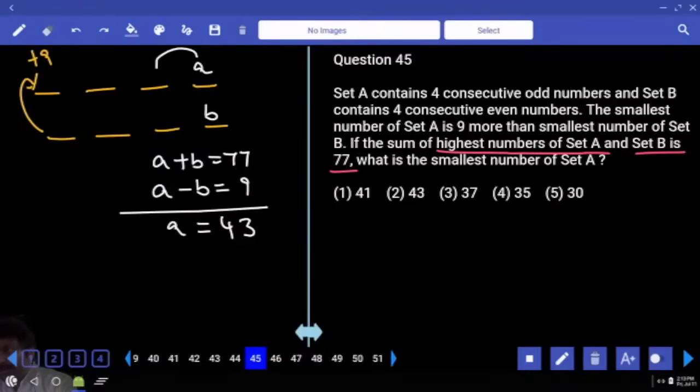Difference between these two numbers is 2. Difference between these two is 4. Difference between first and last is 6. If you subtract 6, you get 37. That is the smallest number. Clear?